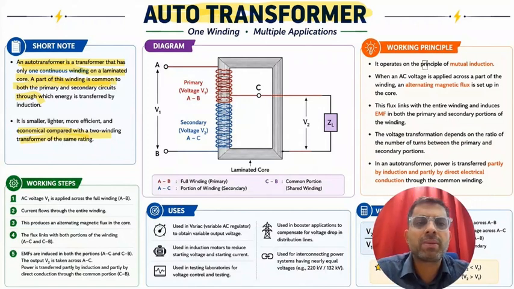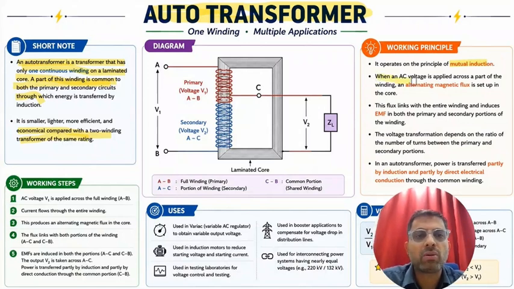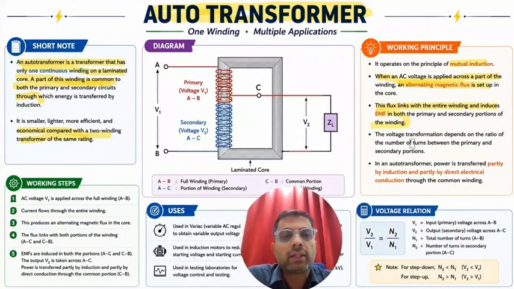See, the working principle is also the same. It operates on the principle of mutual induction. When AC voltage is applied across a part of the winding, an alternating magnetic flux is set up in the core, the same as in a normal transformer. This flux linked with the entire winding induces EMF in the primary and secondary portions of the winding because of Faraday's law of electromagnetic induction. The voltage transformation depends on the ratio of the number of turns between the primary and secondary portions, that is, how many turns are here and how many turns are here.